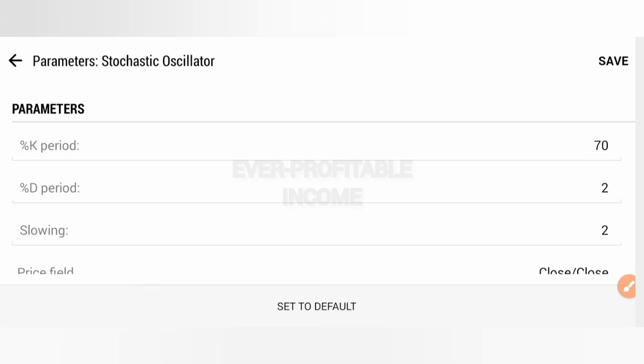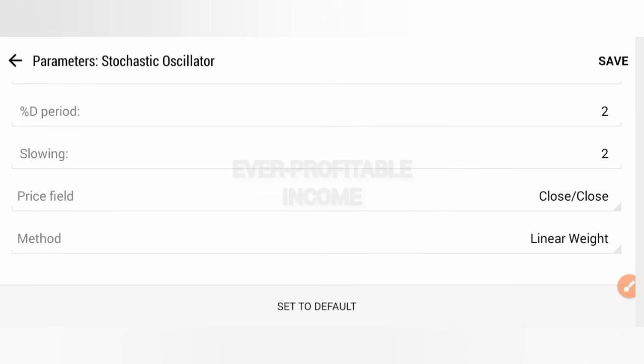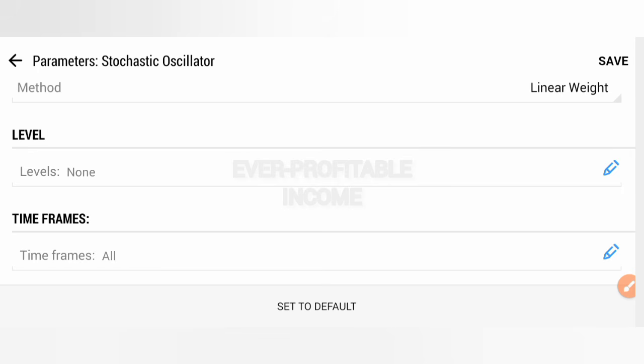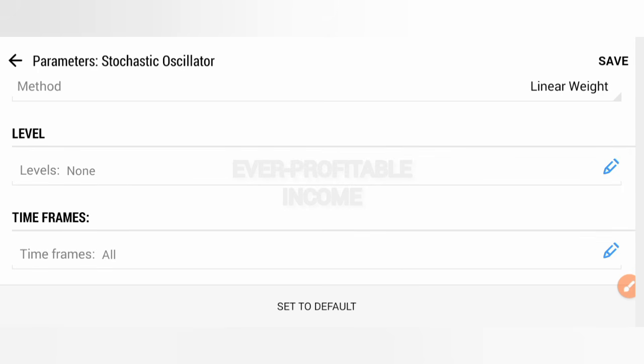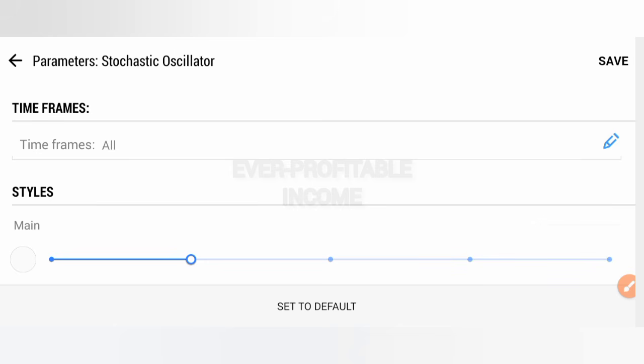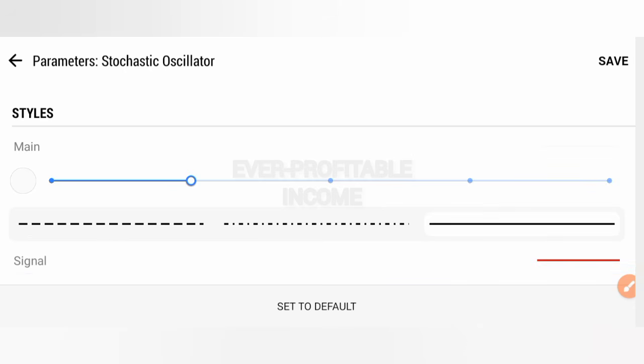So for the stochastic oscillator, these are the parameters. You have your K period 70, your D period 2, and the slowing to be 2. You have the price field to be close/close, and then the method is linear weight. Please take note. And then you have the levels to be none. There are no levels. We are using the levels of the RSI, and your style should be your background color. After that you click on save.